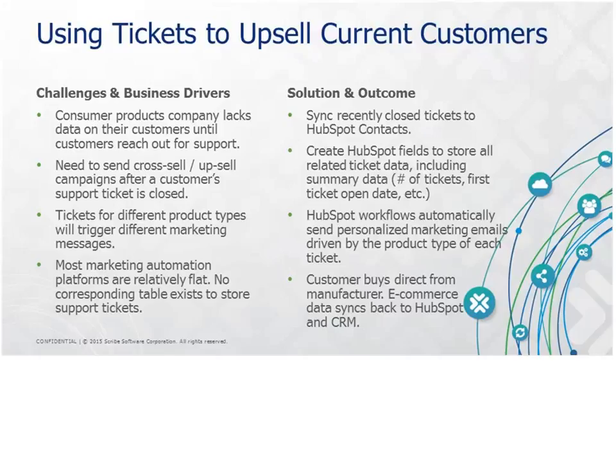So with all of that data in HubSpot, we can use workflows to automatically send personalized marketing emails driven by the product type, promoting related products, maybe even offering a discount. This company has their own official online store. So the bonus here is the customer buys additional product directly from the manufacturer. You now have even more rich data about this customer in the e-commerce system, which is synced back to both HubSpot and CRM.